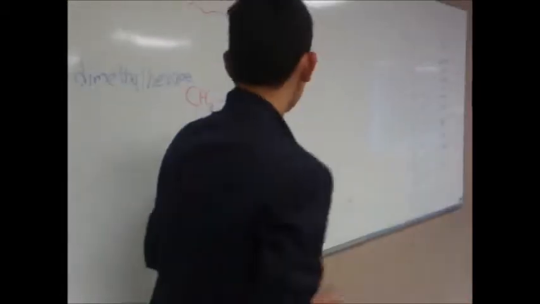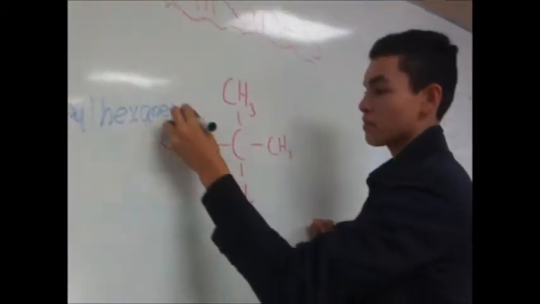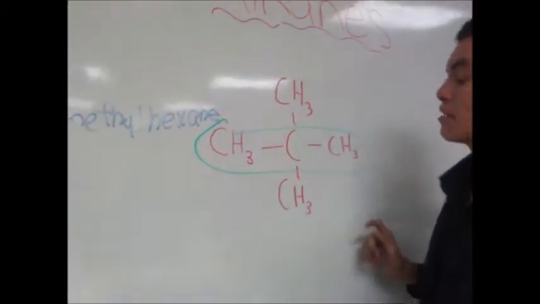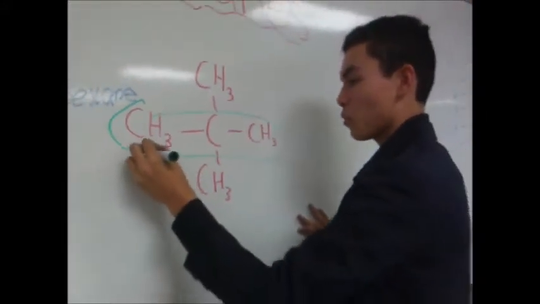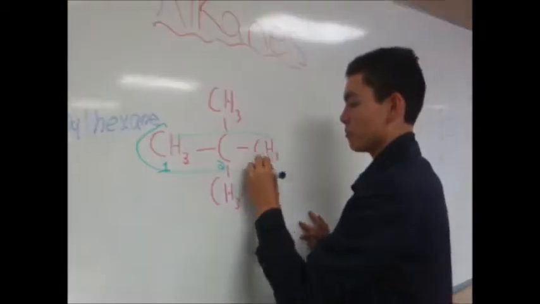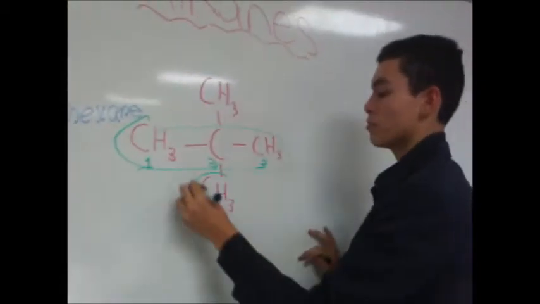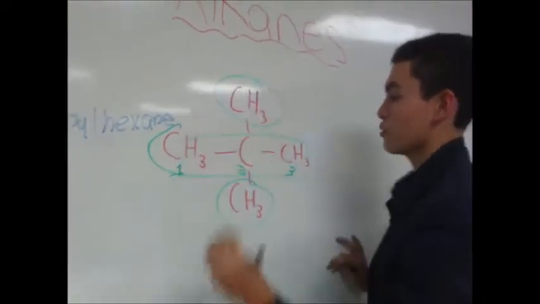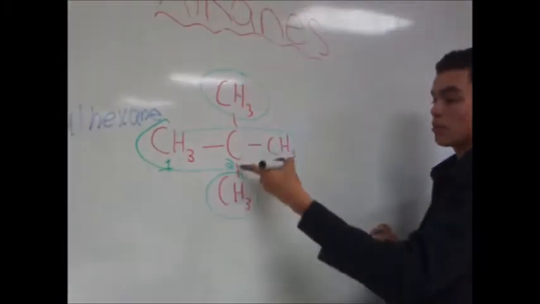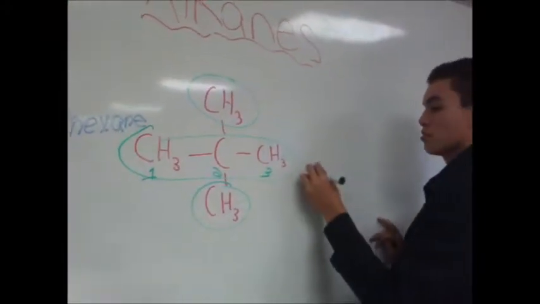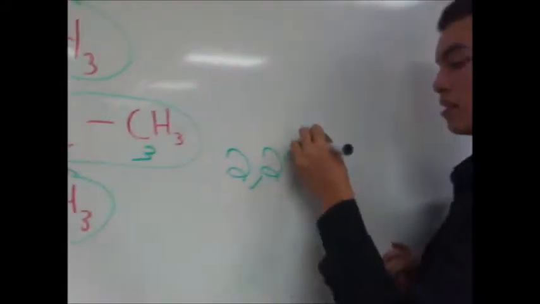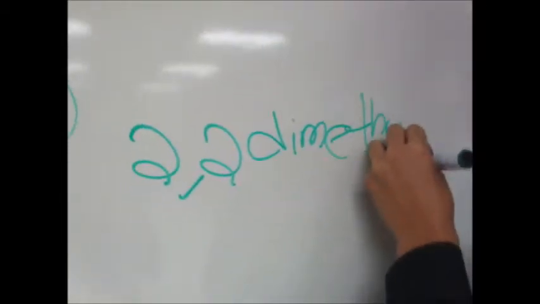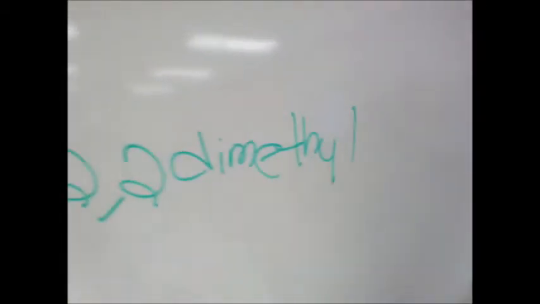And in this one, this is the longest carbon chain. Whichever side you pick, the numbers are 1, 2, and 3. So you have 2 methyls again as substituents, and they are both on carbon number 2. So you would put 2,2-dimethyl again, and propane because there are 3 carbons.